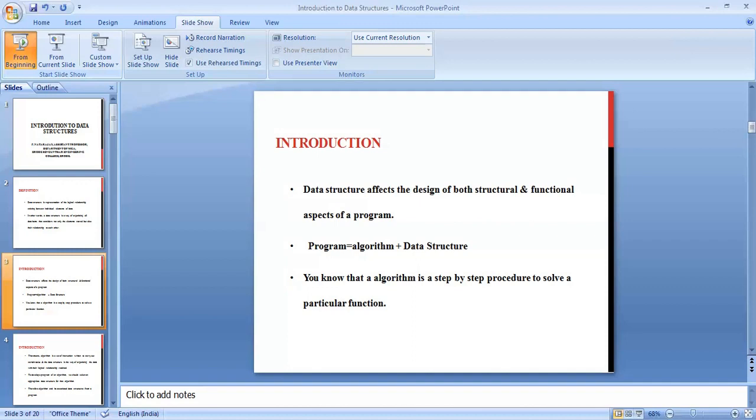That is list, stack, queue, tree, graph. Okay. So next, the design of an efficient data structure must take into account the operations to be performed on the data structure.